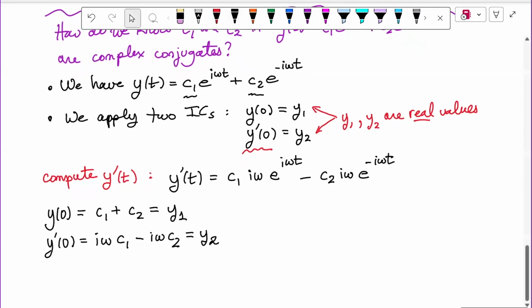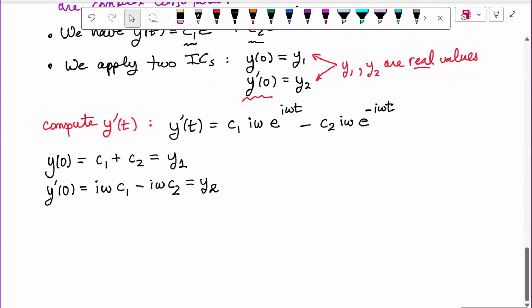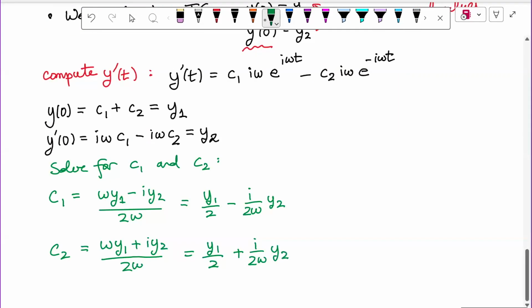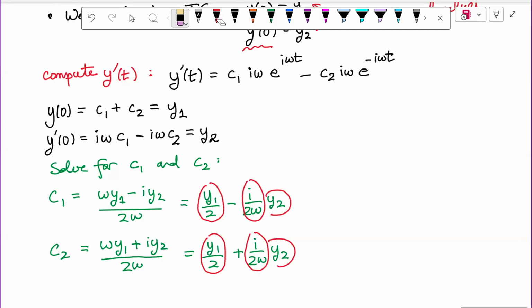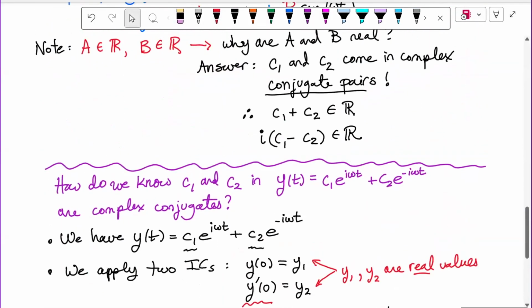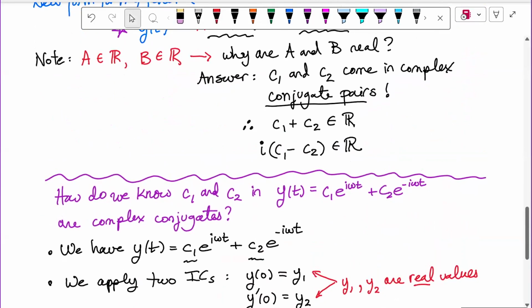When we solve for C1 and C2, I hope that what you got was the following. However you write these, you can see that C1 and C2 are in fact complex conjugates because we have the real part, y1 over 2, plus or minus i over 2 omega times y2. So since C1 and C2 are complex conjugates, when you combine them the way we did, as we can see here, C1 plus C2 will have to be real, and i times (C1 minus C2) will also have to be real.